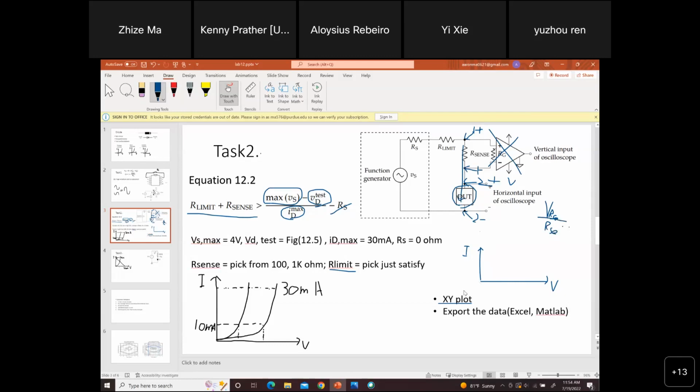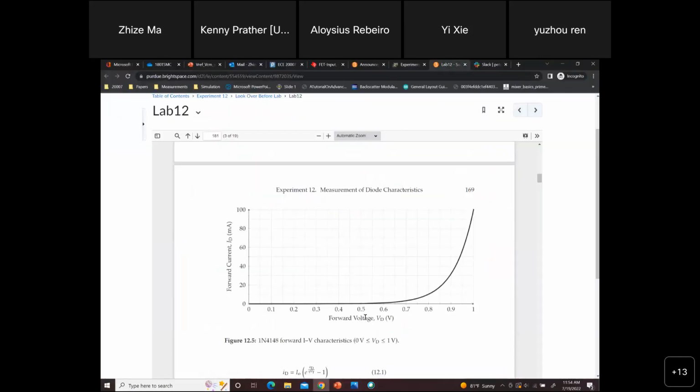That's how you get the current. But first of all, after you build the circuit and plot the XY plot, you should see something like this. That's what the plot should look like. It should be familiar, because it's similar to this plot right here.